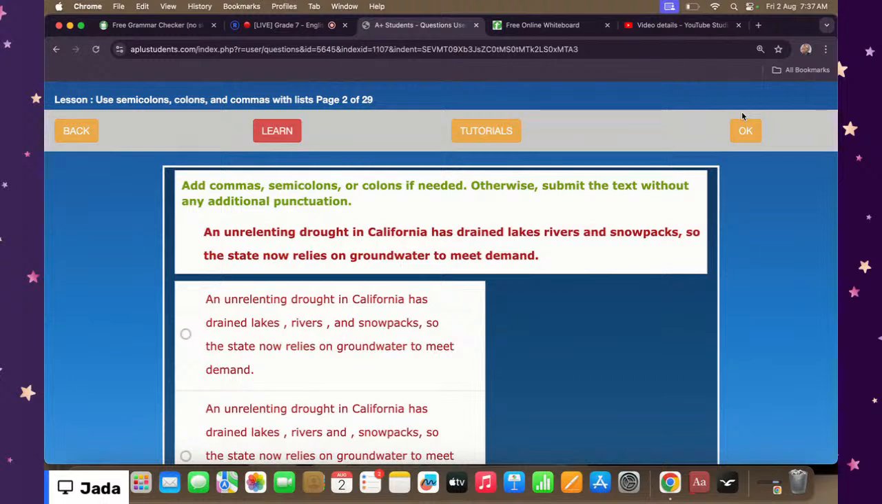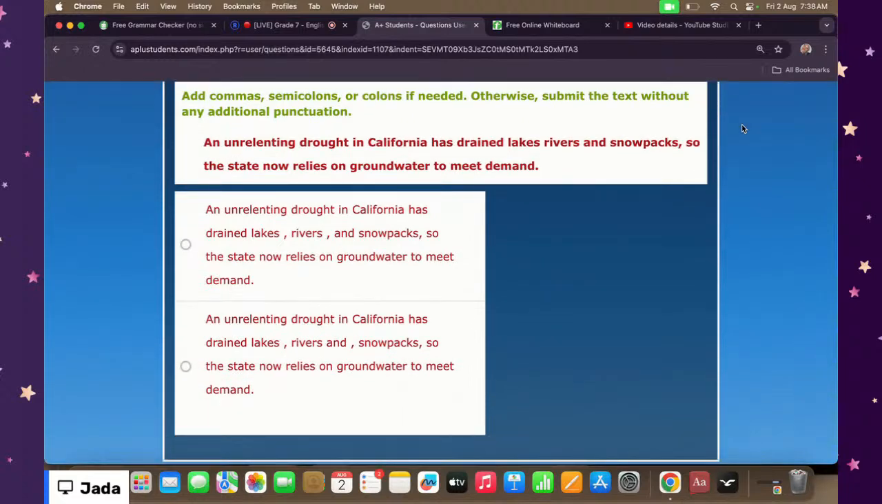An unrelenting drought in California has drained lakes, rivers, and snowpacks, so the state now relies on groundwater to meet demand. Now, what should we add here? It's in a series, so you have to make sure that you put your commas, but it's already in a series. So you have to check the correct one. Remember that you do not put a comma after the last one. So this second one is wrong because you always have to put your comma before and. Okay, so this is wrong.